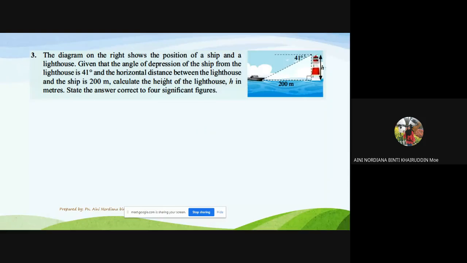Question number 3. The diagram on the right shows the position of a ship. This question has several ways to solve. The first one, you can use the 41 degree angle here equals to this angle. This one you have learned in Form 1, I think. The alternate angle. So angle here equals to angle here.